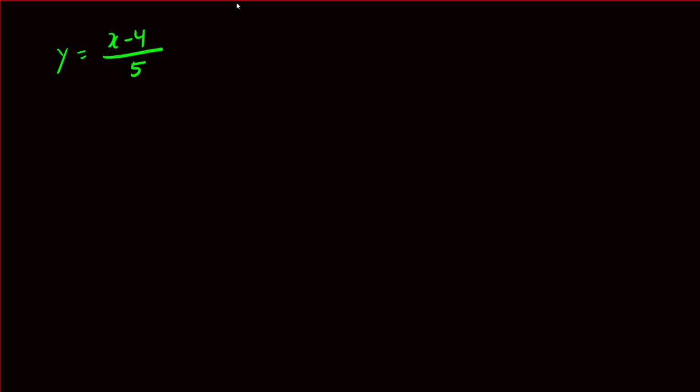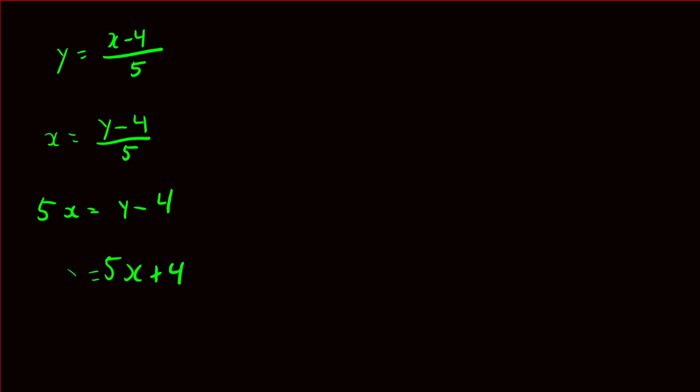Y equals x minus 4 over 5. Let's find the inverse. Pause the video, obviously. Try to solve it on your own. Now my first step, we're going to swap x and y. So x equals y minus 4 over 5. 5x equals y minus 4. Now this is 5x plus 4 equals y, but not really, right?